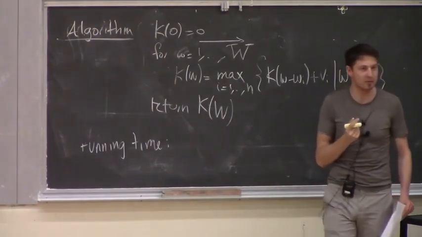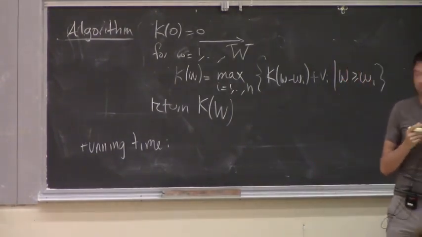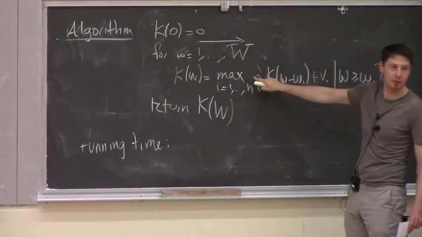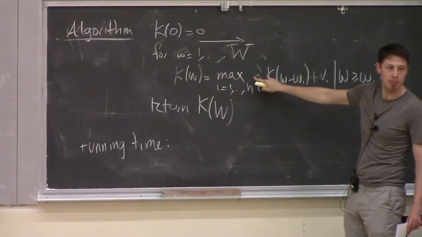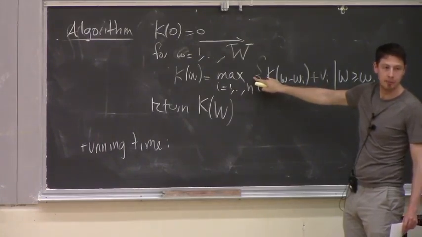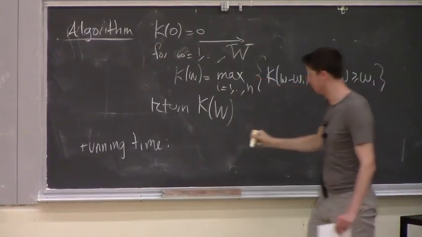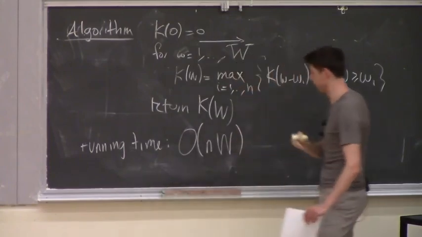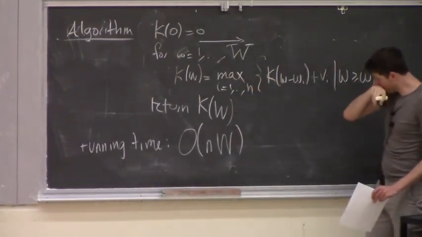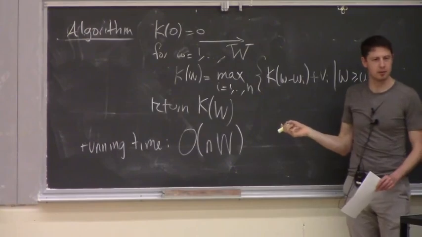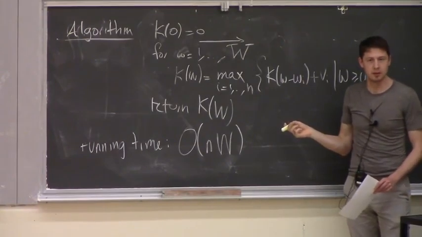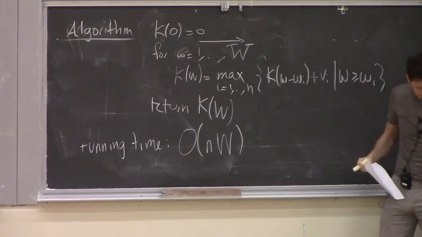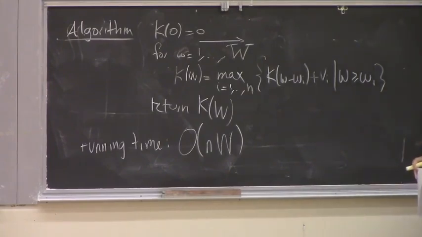Where is the second W coming from? Yeah, so there's a W coming from here, but inside here, why would I be paying for W? N W. N W. Okay, good. So N times W. All right. Okay, is that a good time? Is N W a good time?